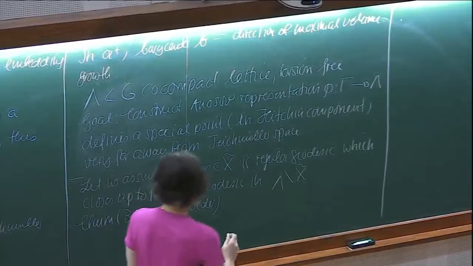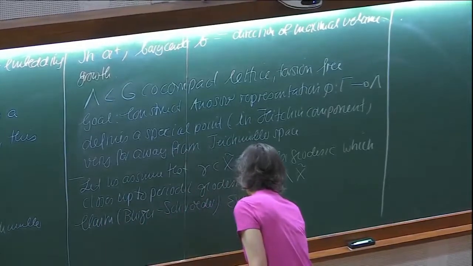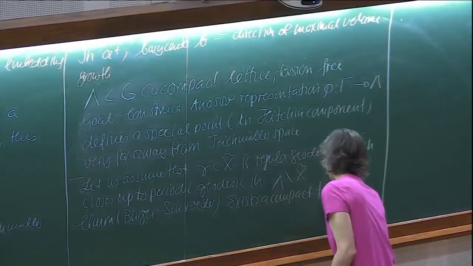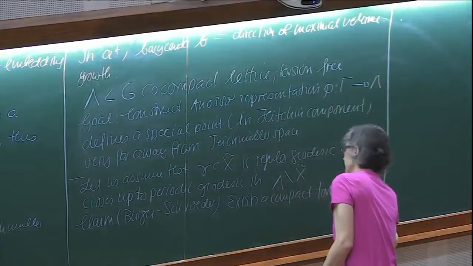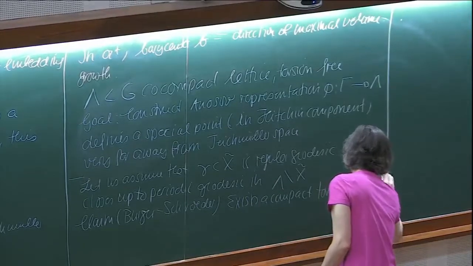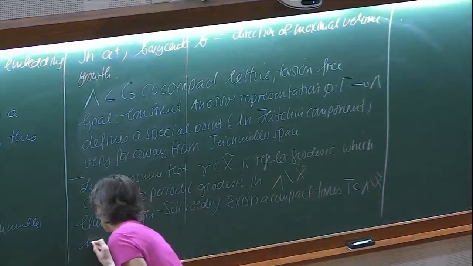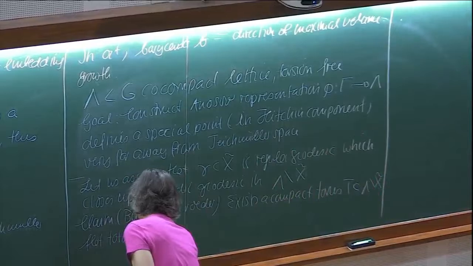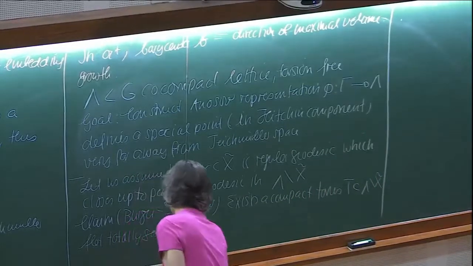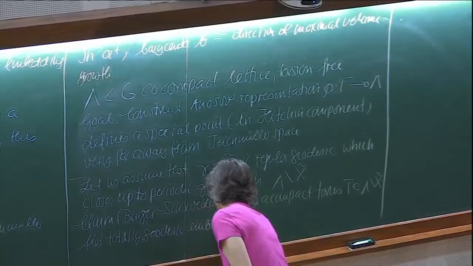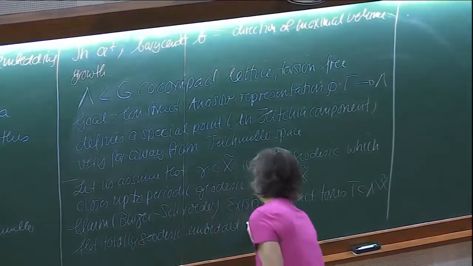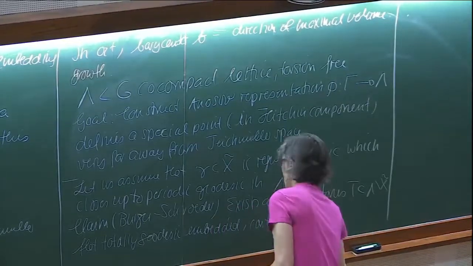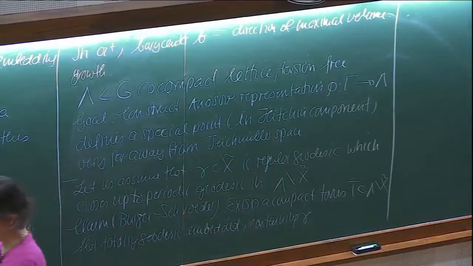So there exists a compact torus T in the locally symmetric manifold, totally geodesic, flat, embedded, containing gamma. So how should we think about this torus?